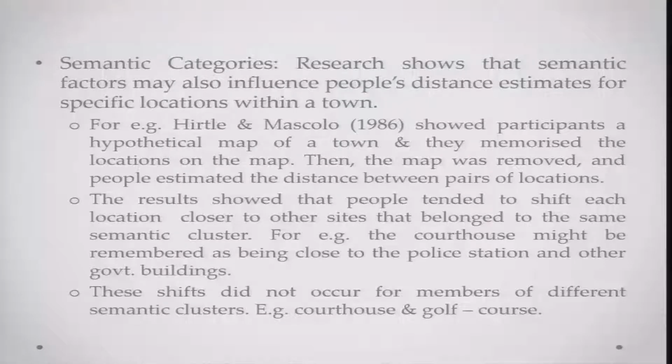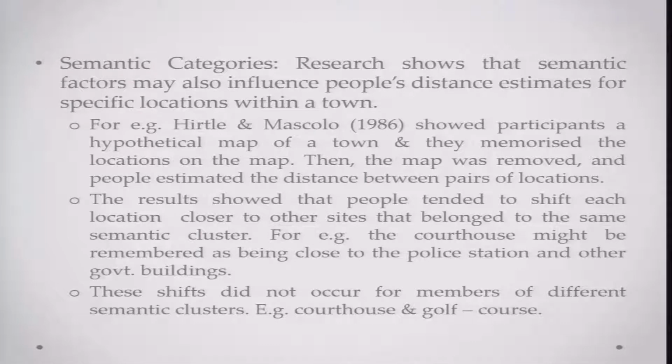The other aspect is about semantic categories. So, research has shown that semantic factors also influence people's estimates of distance when they are talking about or when they are traversing a cognitive map. So, Hertel and Mascolo in 1986 actually did this experiment. They showed participants a hypothetical map of a town, much like the earlier study, and they asked these participants to memorize the locations on this map.